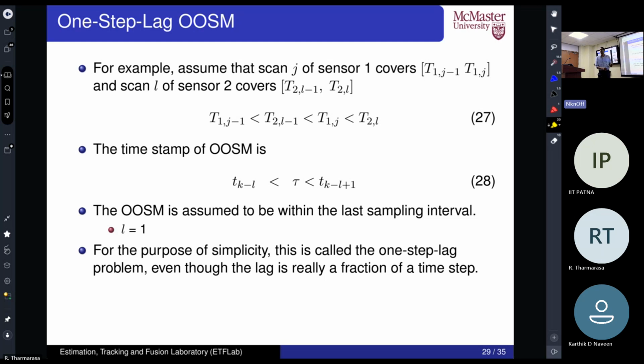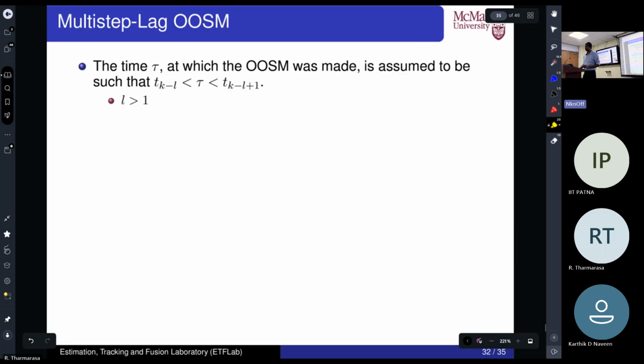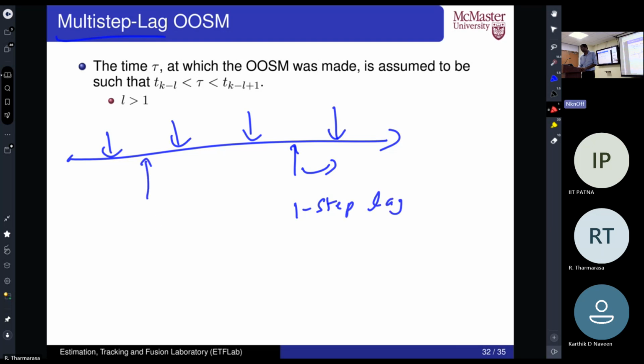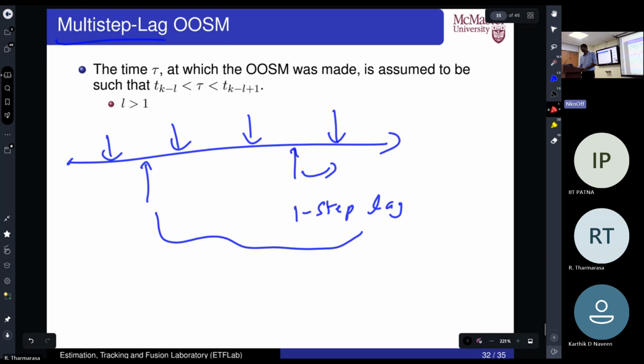Okay, now we are going to talk about two different cases. One is the one-step lag, the other one is the multi-step lag. The meaning is that if the measurement comes from here to here, this is a one-step lag. But if the measurement is somewhere here, then that is called multi-step.